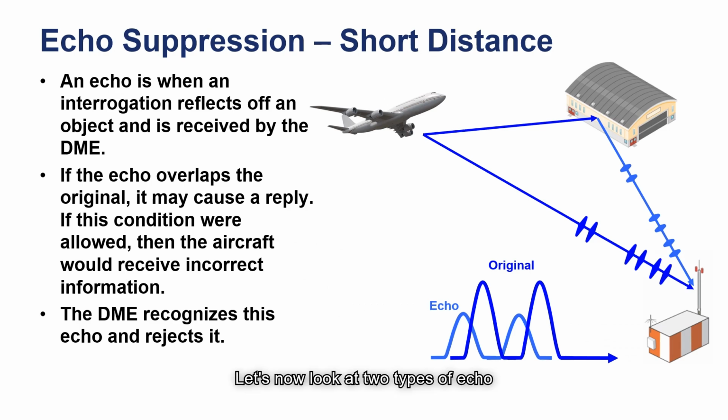Let's now look at two types of echo suppression, beginning with the short distance type echo. Echoes can negatively impact the distance measuring equipment. An echo is when an interrogation reflects off of an object and is received by the DME. If the echo overlaps the original, it could cause a reply, and this would cause incorrect information to be received by the aircraft. So the DME is able to recognize this echo and suppress it.